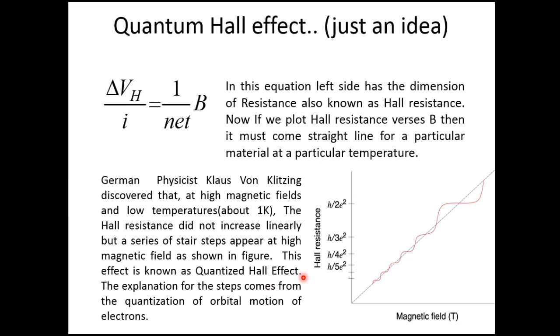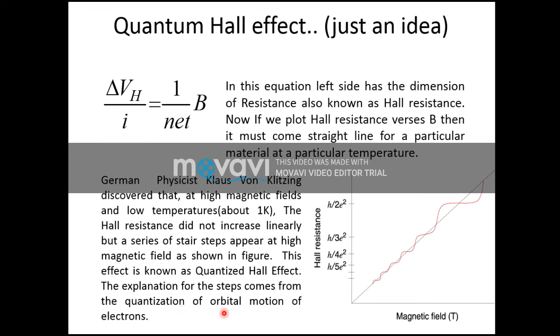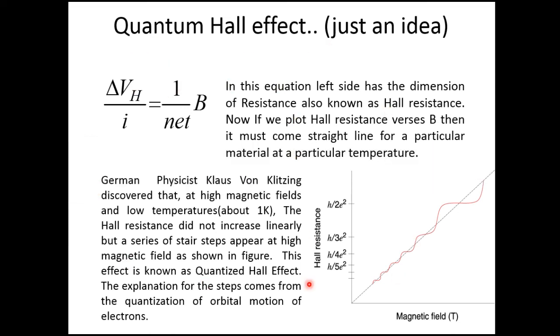So what is the explanation for this quantized Hall effect? The explanation for these steps comes from the quantization of orbital motion of electrons. So this slide, if you want, you can ignore because this is about quantum Hall effect.